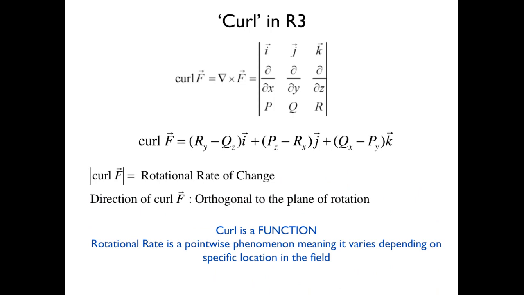Rotational rate is a point-wise phenomenon, meaning it varies depending on the point you are at in the field, right? So as the field changes, curl changes. When you talk about curl, you're talking about rotation at a given point. And then you get a whole function of that, right? That's the curl function: given a location, what's the curl at that point?